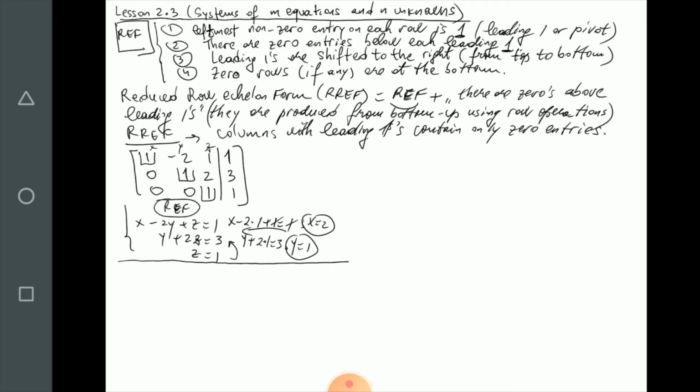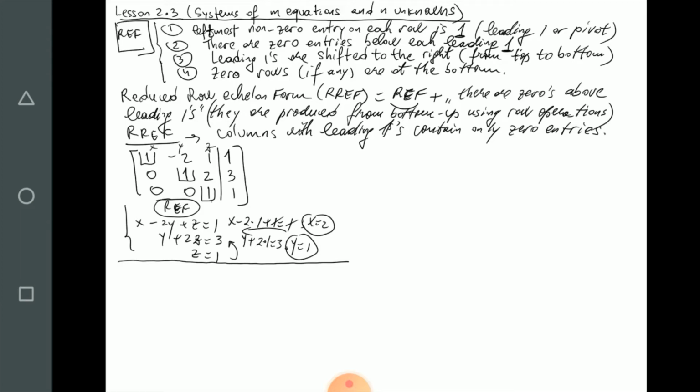How do you produce zeros above them? You start with the bottom row and produce zeros above leading ones. So I'm going to do first zeros above the leading one of the third row. So using the third row, which from now on doesn't change, I'm going to produce zeros above it, and also on the first row as well. So I'm going to produce zeros instead of 2 and 1 on the last column.